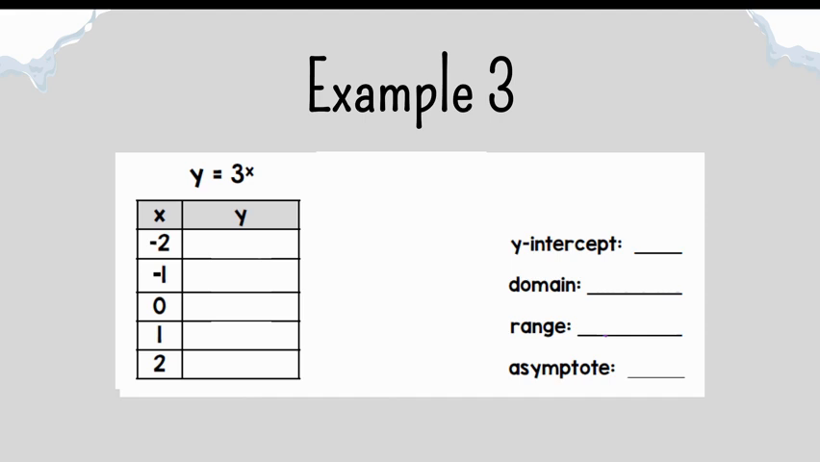For this one, we have y is equal to 3 to the power of x. I'm going to plug in our numbers. So if I plug in -2, that would be 3 to the power of -2. When we have a negative exponent, that sends our value down to the denominator. 1 over 3 squared would be 1/9. If I have a -1, again, sends it down to the denominator. That would be 1/3. Anything to the 0 power is 1. 3 to the first is 3. And 3 squared is 9.